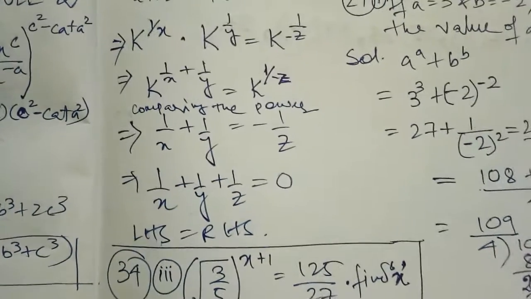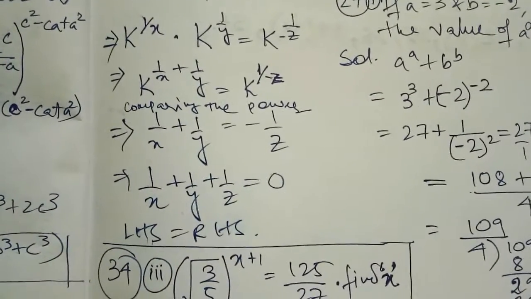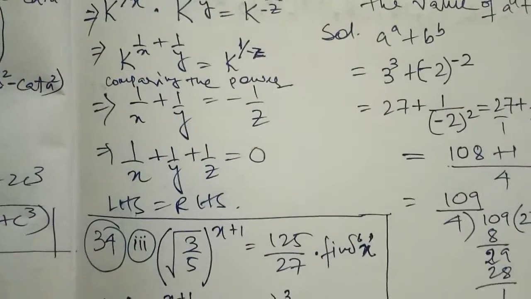That is coming 1 by x plus 1 by y plus 1 by z equals to 0. That is LHS equals to RHS.